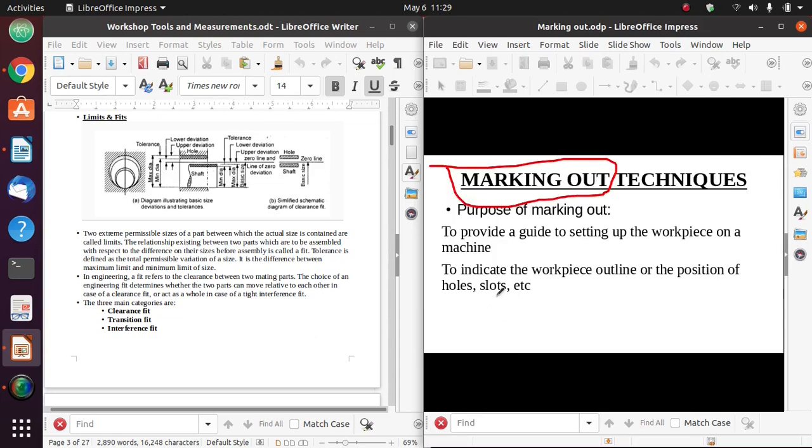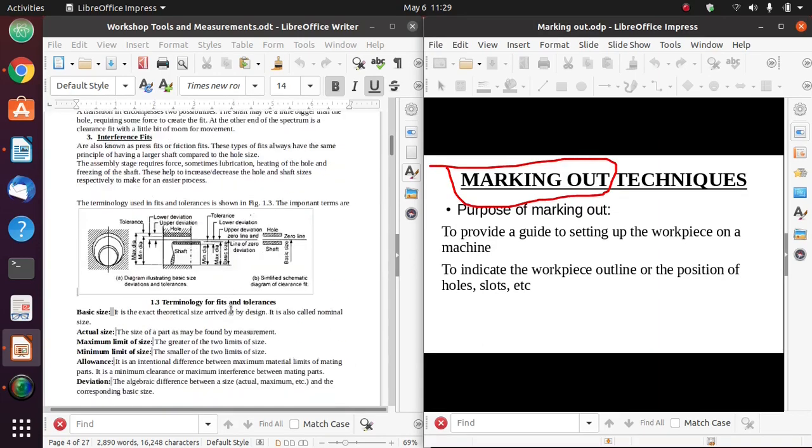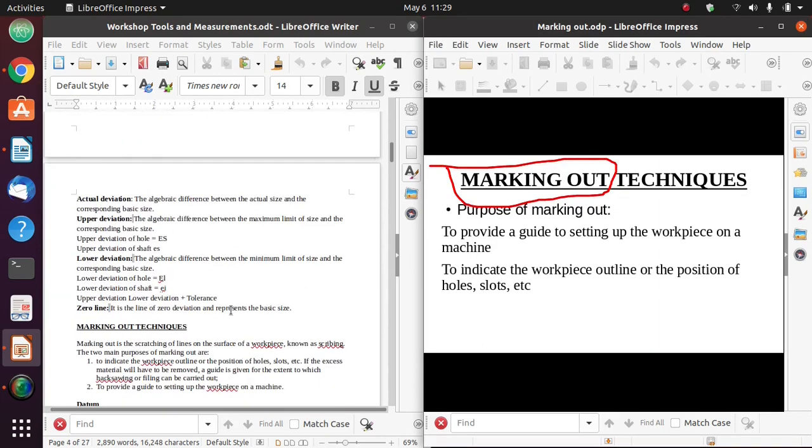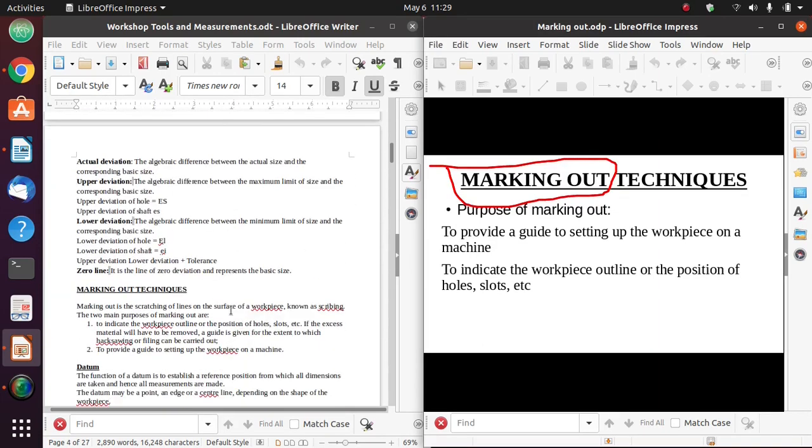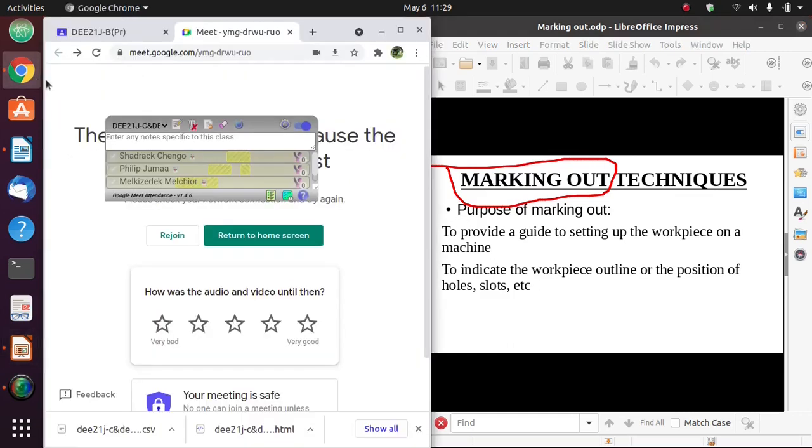Now, I want to talk about those terms. Go look at them and find out what they mean when we talk about fits. Are we together up to here?